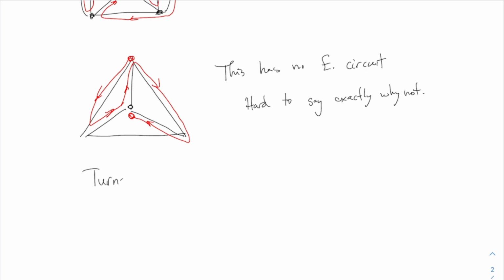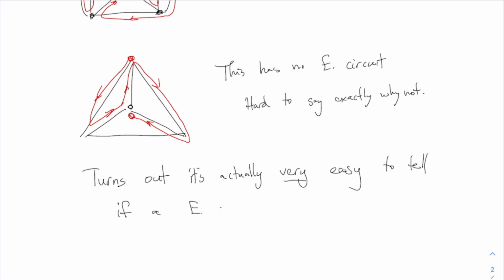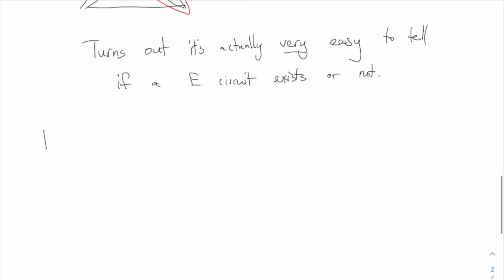It turns out, actually, it's actually very easy to tell. Once I tell you the secret, you will be able to immediately tell me if a graph has an Euler circuit or not. It's actually very easy to tell if an Euler circuit exists or not. You just have to know the trick. And Euler figured this out. This is what I will just tell you first, and then we'll talk a little bit about it.